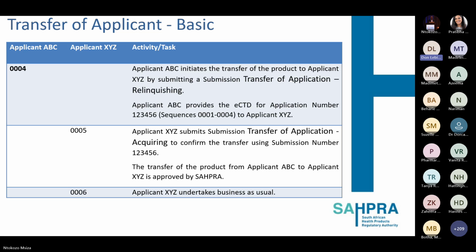And then on the sequence 5, applicant XYZ, who is acquiring the dossier, would submit a TOA to confirm the transfer, and they would use the same application number 123456 from the relinquishing applicant. That's a typo there. The transfer of the product from ABC to applicant XYZ would then be approved at sequence 5, for example. And then the new acquiring applicant would continue with their business as usual with sequence 0006.